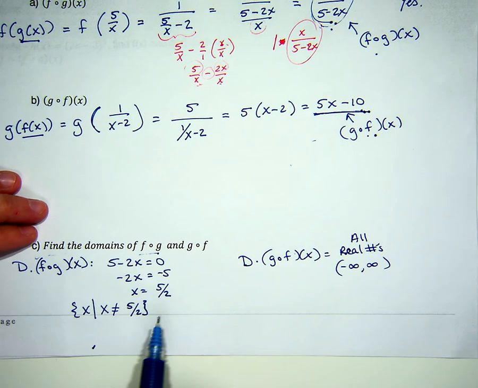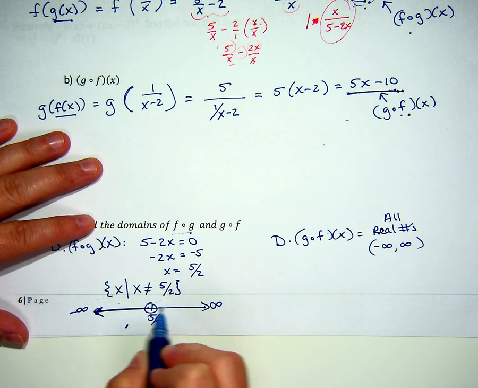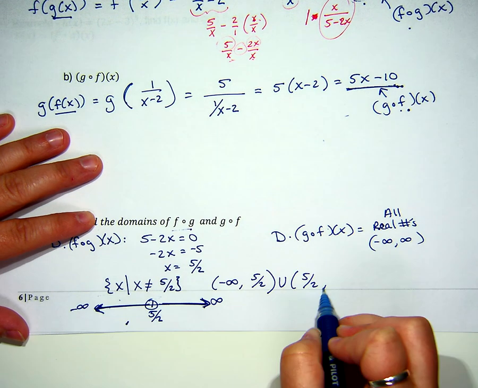If I want to go back, I'm sorry, this is set notation. If I want to go back and do interval notation, we have our extremes with our 5 halves. Everything is fine except for the 5 halves. So we can say negative infinity to 5 halves, parentheses means don't include. Jump over the 5 halves and continue on to infinity.